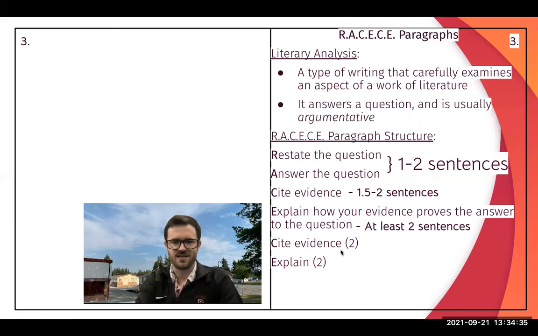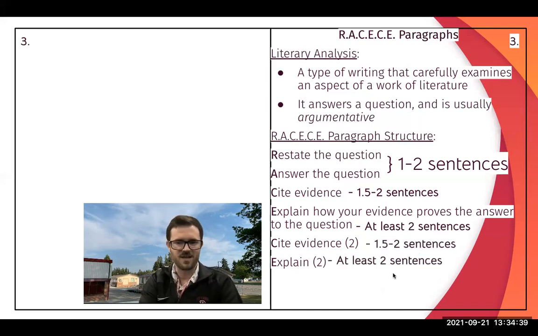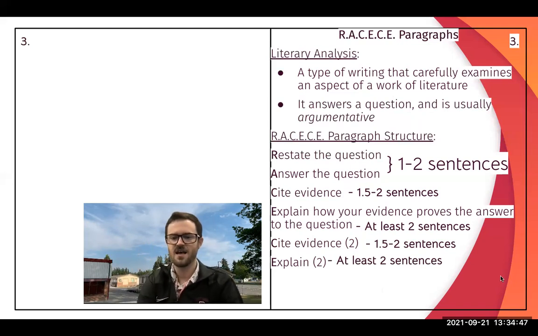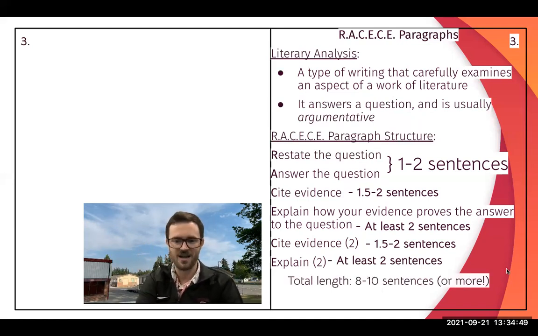Then, just like the others, citing evidence is 1.5 to 2. Explaining again is at least 2. So we said originally, many people think that a paragraph is 4 to 6 sentences, but when you're doing this format, if you count it up, the total length of your RACE paragraph is going to be 8 to 10 sentences or more. Now, when you see that example written out on a page, it might look like a lot, like more than you're used to.